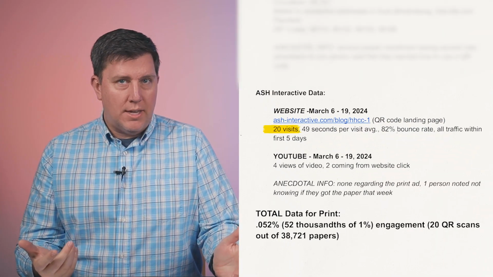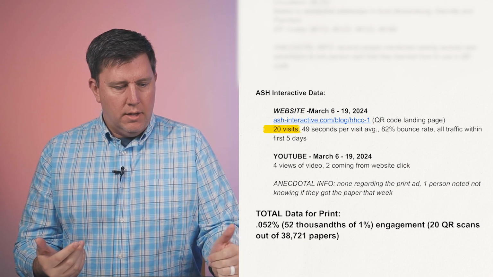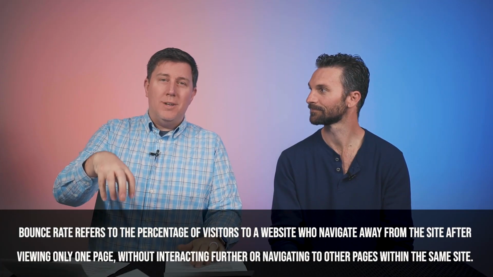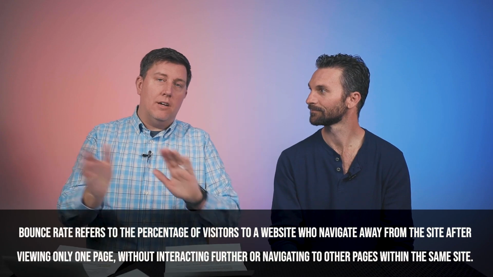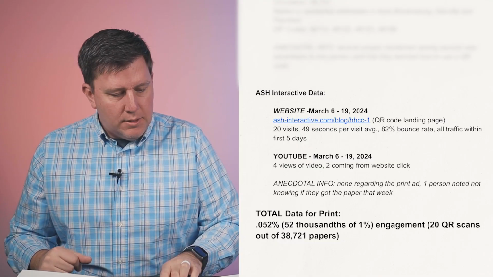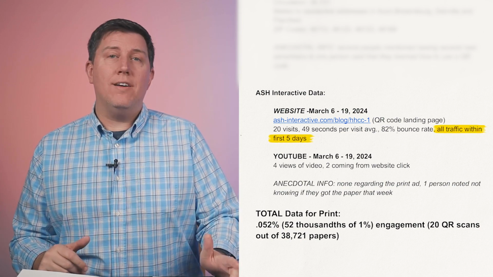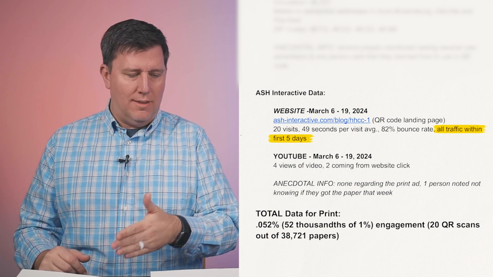So we created that and we found out that we had 20 visits, meaning 20 people scanned that QR code. We had an average of 49 seconds per visit and an 82% bounce rate, which, if you don't know what bounce rate is, just means that somebody goes to a website, a landing page, and then they close out of it. So you really want your bounce rate to be nice and low, because it means that where they're landing is encouraging them to look around and to click and to explore and to contact us. And another fun fact about the ad and the QR scans was that all the traffic and interaction happened on that page within the first 5 days, at least for this ad, so between the 6th and the 11th.